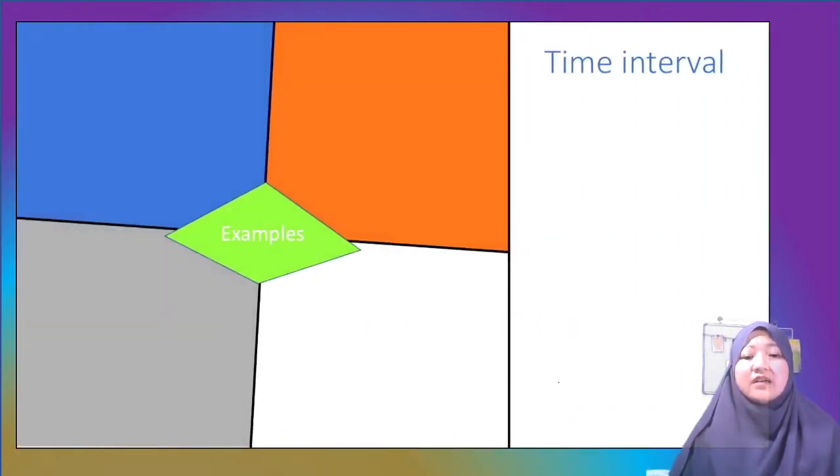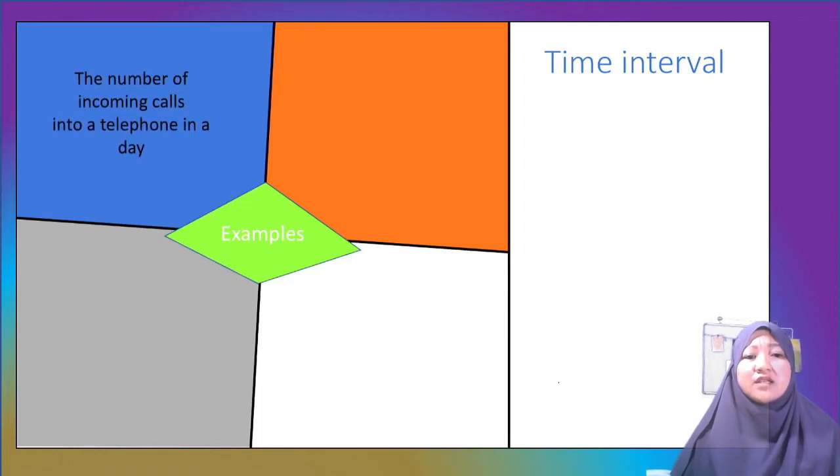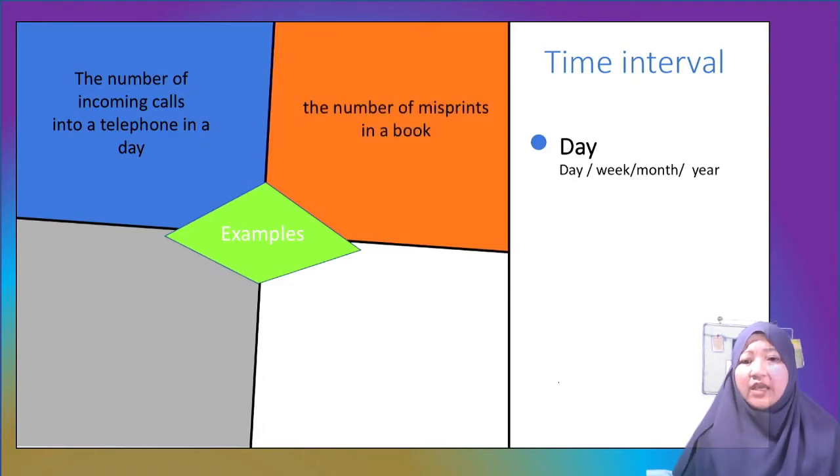Okay, these are a few examples for time interval. First, the number of incoming calls into a telephone in a day. So, day is the time interval. Maybe we have a day, week, month or year. Maybe 2 days, 2 weeks or 2 months or 2 years. So day is the time interval.